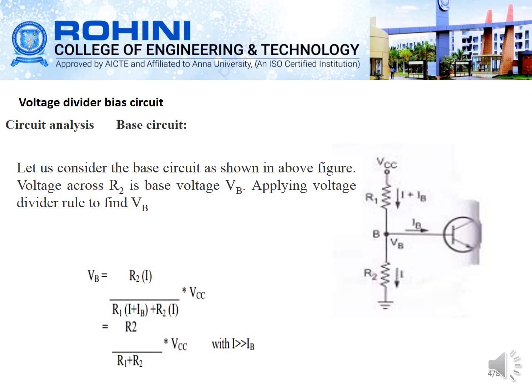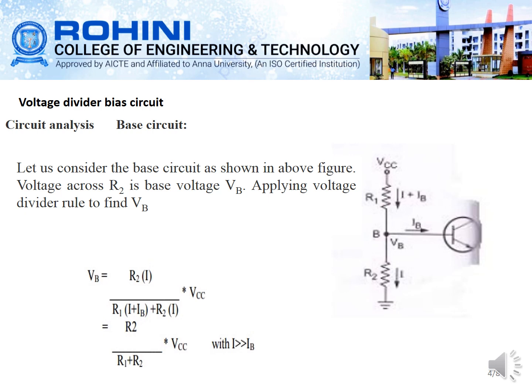And also you can see the circuit analysis. You can apply the KVL along the input loop, that is, the base region, as well as the collector region. If you consider the base circuit in this figure, the voltage across R2 is the base voltage VB. Applying the voltage divider rule, VB is equal to R2 into I divided by R1 into I plus IB plus R2 into I, multiplied by VCC. Whenever I is much greater than IB, you can write the equation as I is very much greater than IC.